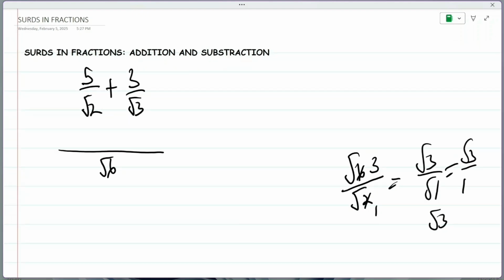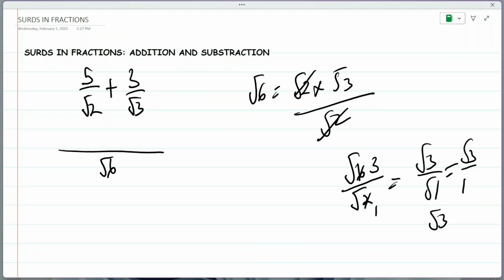Or since we know square root of 6 is square root of 2 times square root of 3, and we're dividing square root of 6 by square root of 2, you can say it over square root of 2. Since they are the same, square root of 2 cancels square root of 2. You'll be left with square root of 3. Same as this, square root of 3. It just depends on the technique you prefer. So you have square root of 6 divided by square root of 2 as square root of 3.